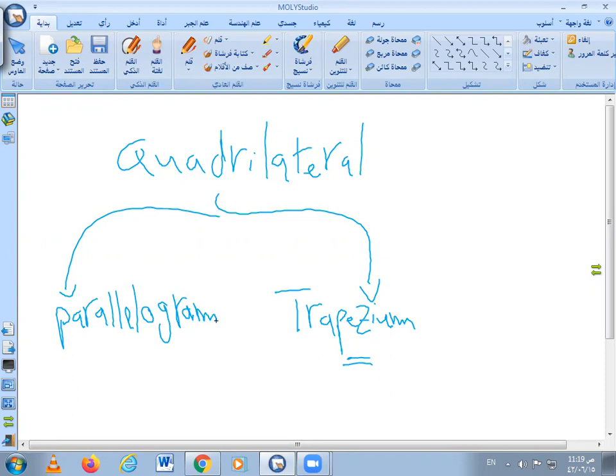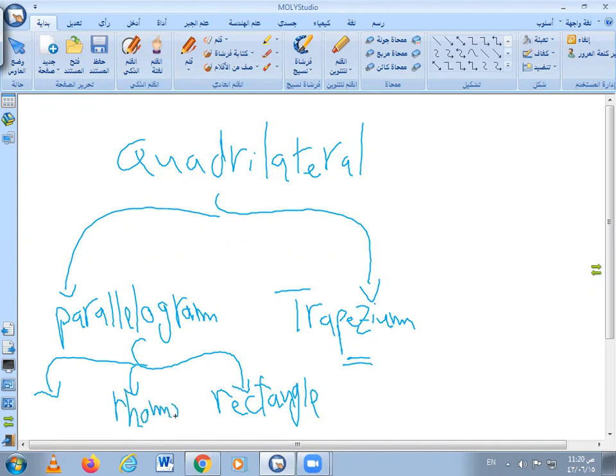We also have three special cases of the parallelogram. Why can we call them special cases? Because each one of them has the same properties as the parallelogram. What are the three shapes? Rectangle, rhombus, and square. Now we will study each shape.